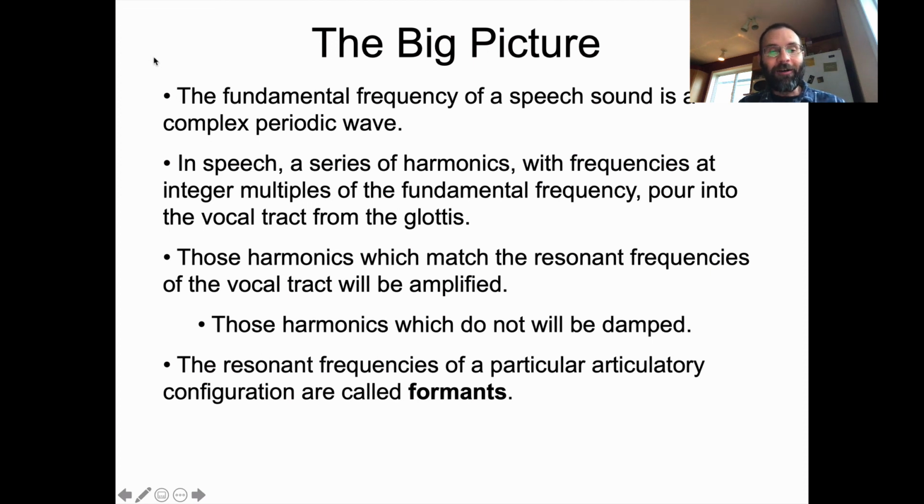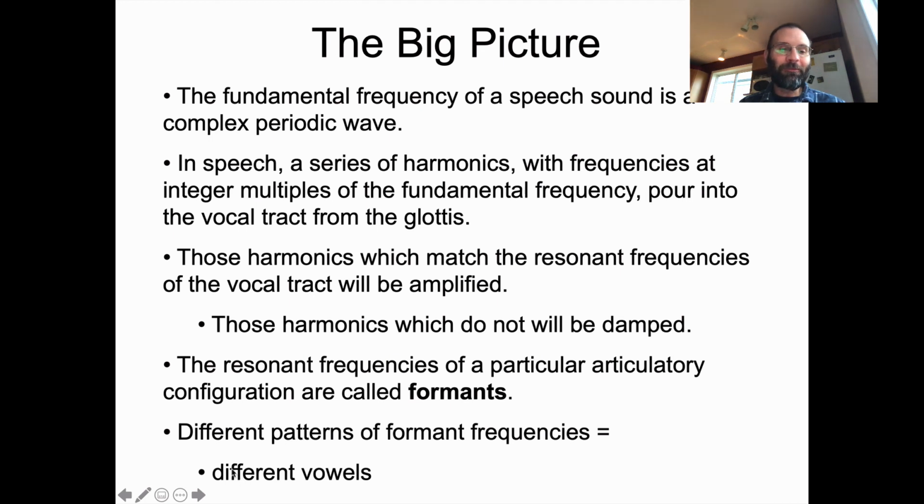The resonant frequencies of a particular articulatory configuration are called formants. We've seen them before, and the way we've seen them is because when we produce different formant frequency patterns, we get different vowels. There's a correlation there. And we're going to talk more about how we get those different formant frequencies in the next series of lectures. But for now, we've gotten to schwa through basic physics alone.